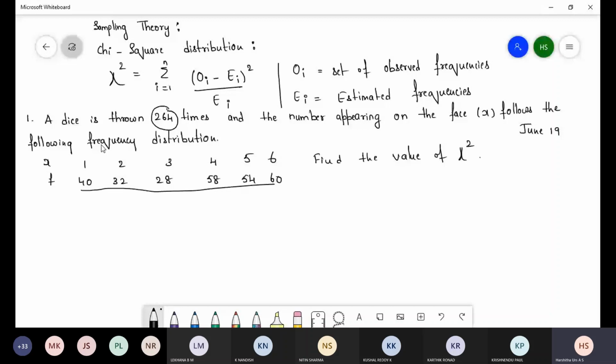Here they have given the frequency. This frequency we can call the observed frequency. So we can write the expected number of frequencies.